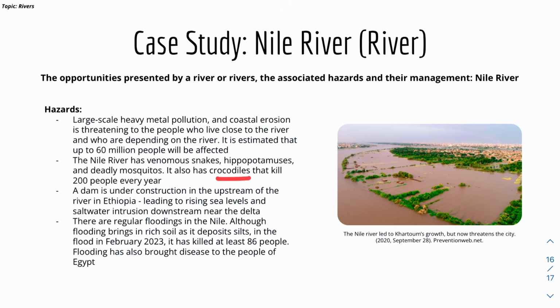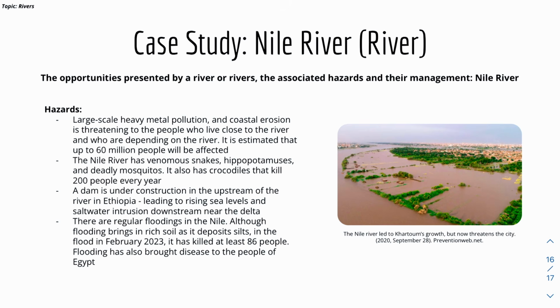And also, a dam is under construction upstream of the river in Ethiopia, which is part of the Nile River, which will lead to rising sea levels and saltwater intrusion downstream near the delta, where saltwater intrusion basically means saltwater enters the fresh water in the river.